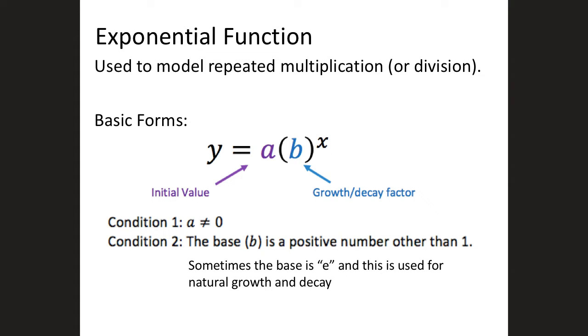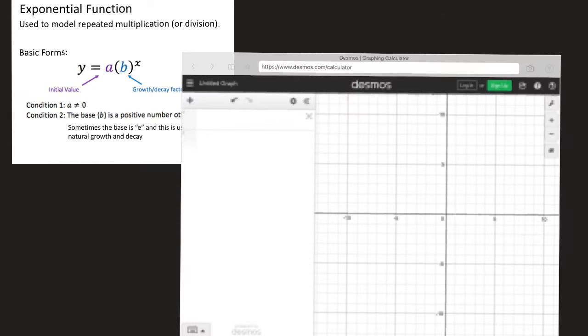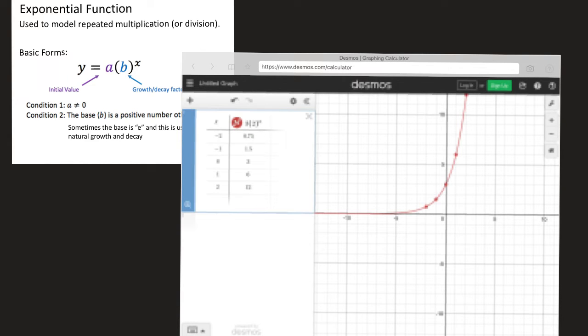A few conditions on this. A cannot be 0. The reason why a can't be 0, I'm going to actually show you a graph. Okay, so before I show you why a can't be 0, let me show you an example of an exponential function that meets all the requirements.